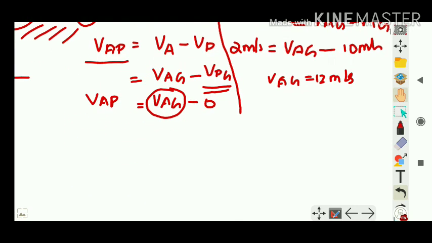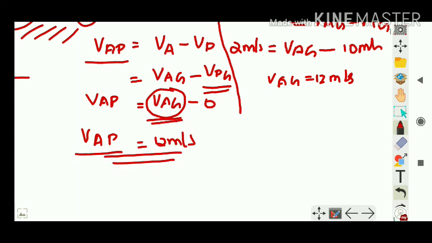So what is velocity AP? That is the velocity of A with respect to P, which is 12 meter per second, because it has the same value as VAG. Simple. With respect to P, A is moving with a velocity of 12 meter per second, in this direction, the forward direction. Simple.